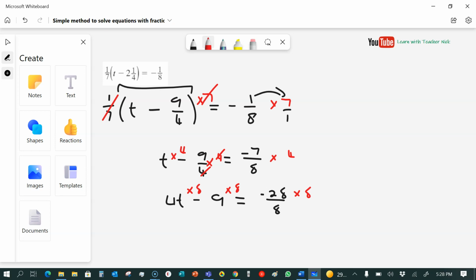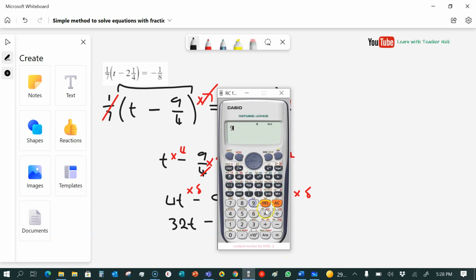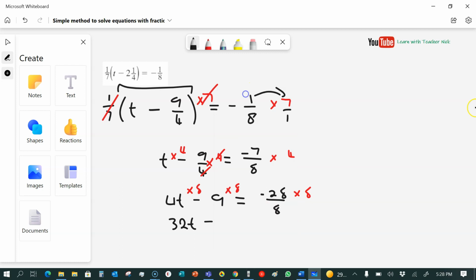So, now what's going to happen here? So this is going to be 4 times 8, which is going to give you 32. So that means here we have now 32t minus 9 times 8. We're going to use the calculator for that one. So 9 times 8, that gives us 72. So we got 72 here equal to, and then here, what's going to happen? 8 would take out 8. So that means what are we left with that side? I'm left with negative 28. And there are no longer any fractions here. We don't have any fractions here anymore.